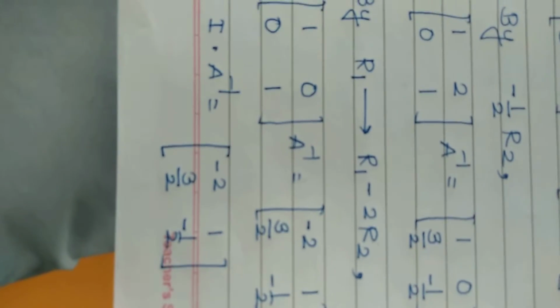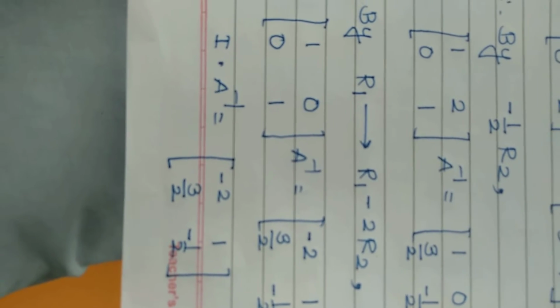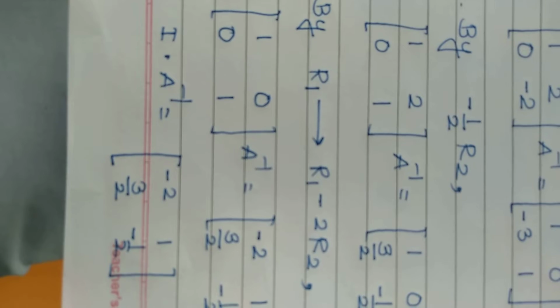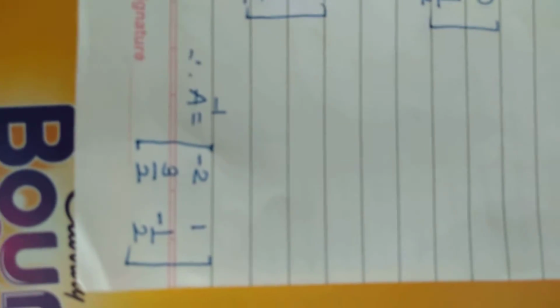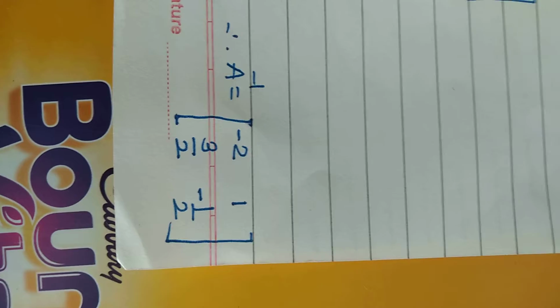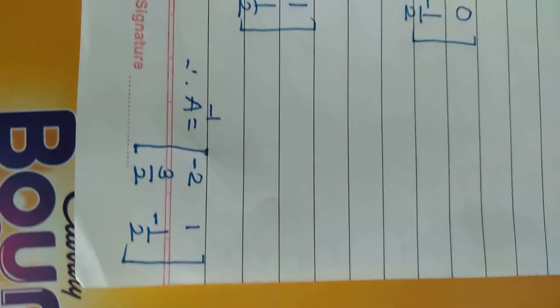So that is the remaining inverse. Now 1, 0, 0, 1 is the identity matrix. So I into A raised to minus 1 is only A raised to minus 1. So A inverse equals minus 2, 1, 3 by 2, minus 1 by 2.